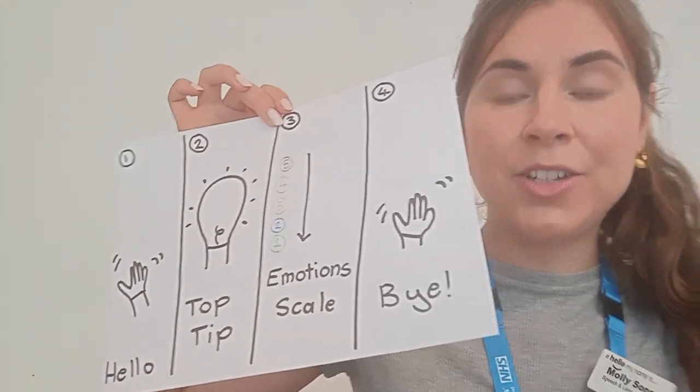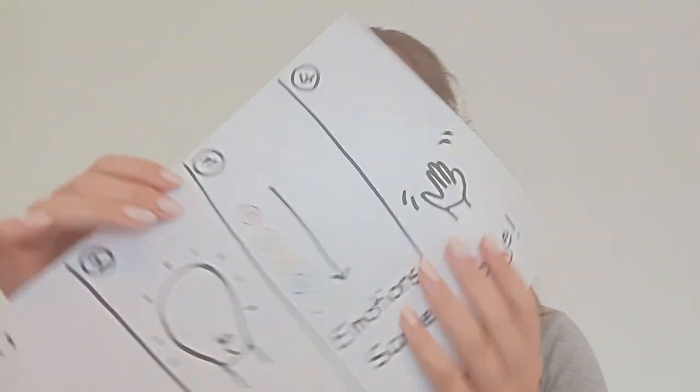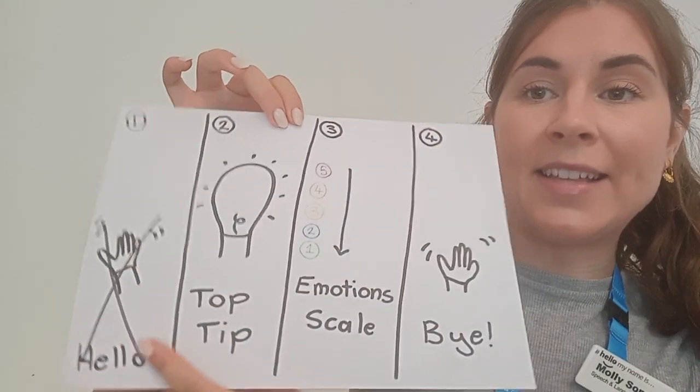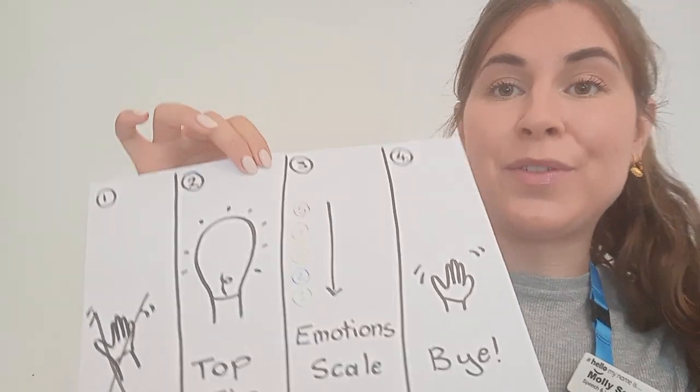So hello is finished. I'm going to take my pen and cross off hello, because hello is finished. That's hello finished. Now we're going to move on to our top tip.